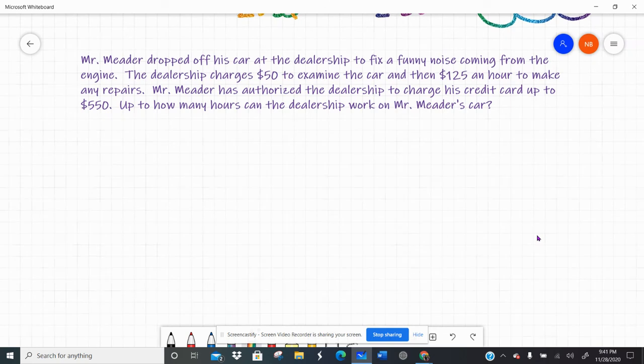All right, so let's look at this one. This says, Mr. Meter dropped off his car at the dealership to fix a funny noise coming from the engine. The dealership charges $50 to examine the car, so just to do what they call a diagnostic, and then $125 an hour, so per hour. Just because per is not there doesn't mean that that's not what's happening, to make any repairs. Mr. Meter has authorized his dealership to charge his credit card up to $550. Up to, but not over, think about that, $550.